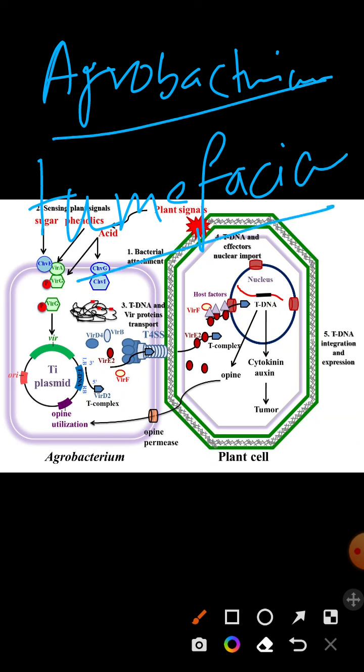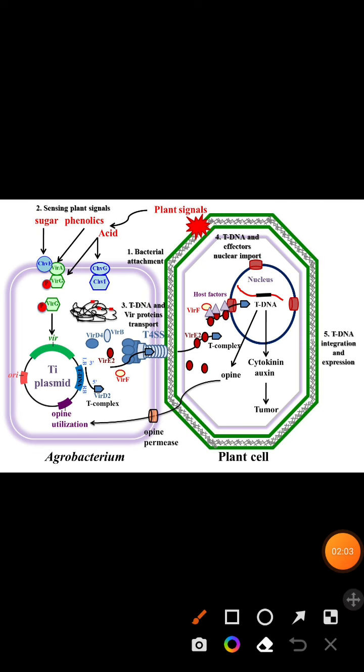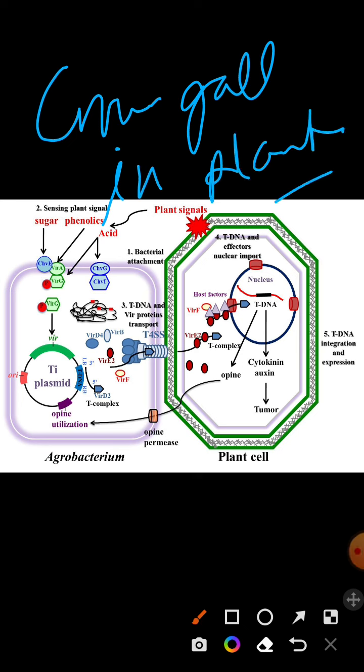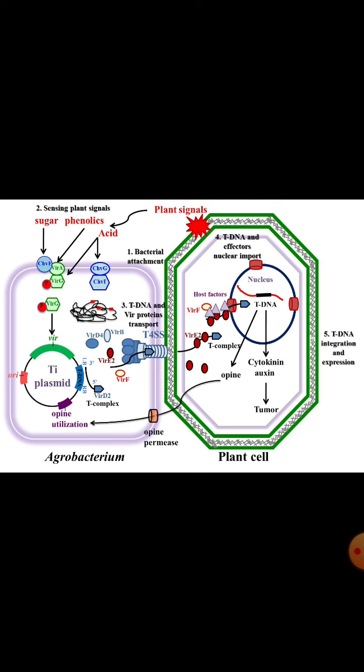Agrobacterium tumefaciens is a gram-negative soil-borne pathogen. Okay, and this soil-borne gram-negative bacteria has the ability to cause crown gall disease in plants by synthesizing phytohormones that interfere with the normal growth and development of the plant, and how, we are going to see.